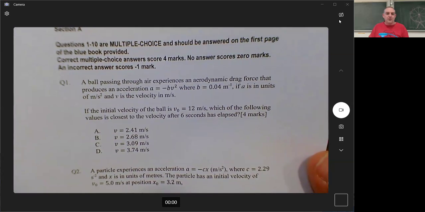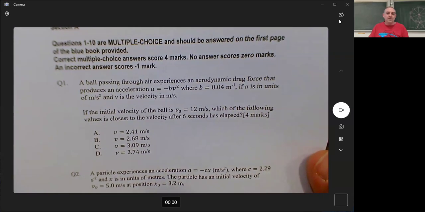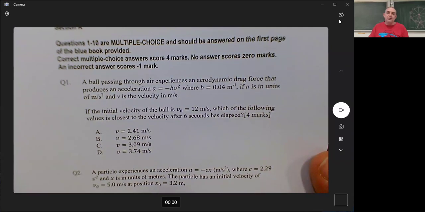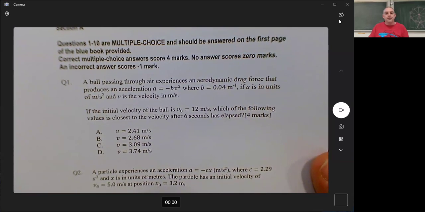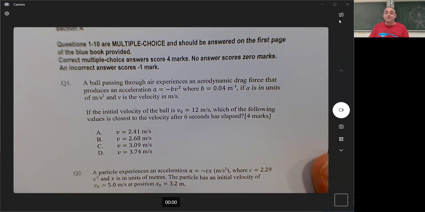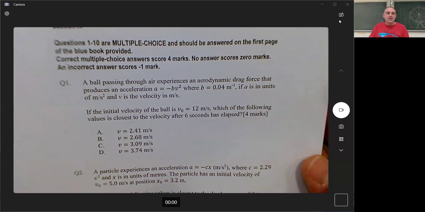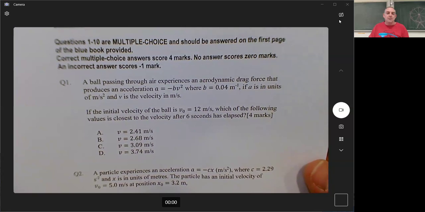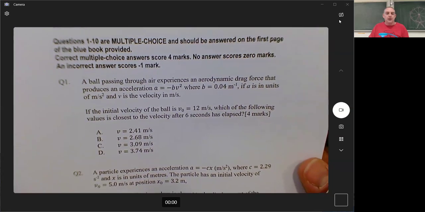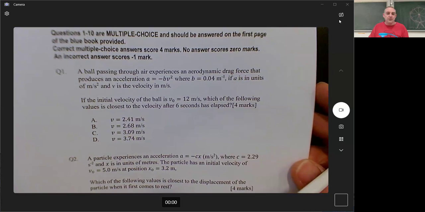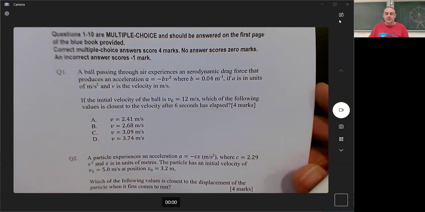A ball passing through air experiences an aerodynamic drag force that produces an acceleration of a equals minus b v squared, where b is 0.04 per meter, meters to the minus 1, if a is in units of meters per second squared and v is a velocity in meters per second. If the initial velocity of the ball is, and they've given me a number, which of the following is closest to the velocity after 6 seconds has elapsed?